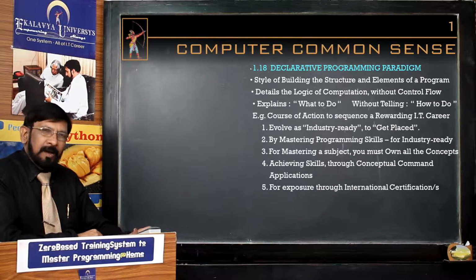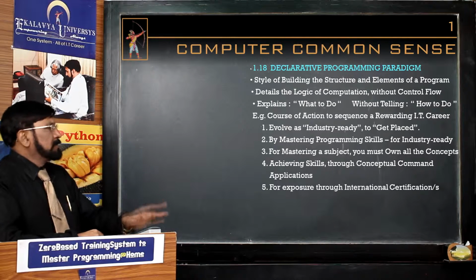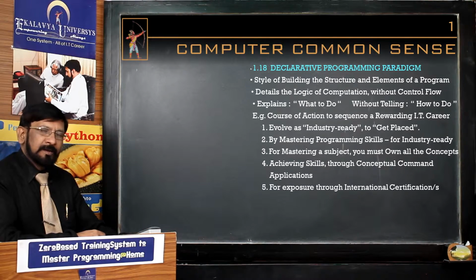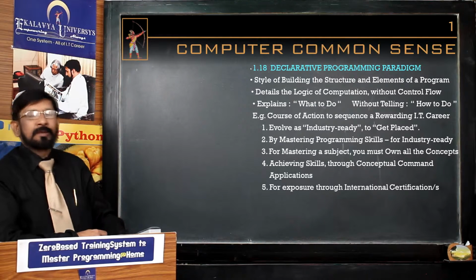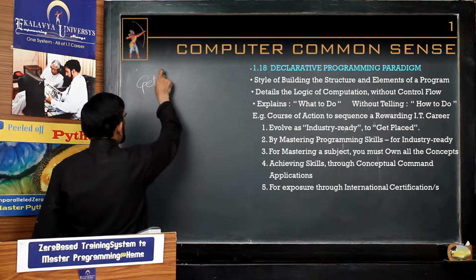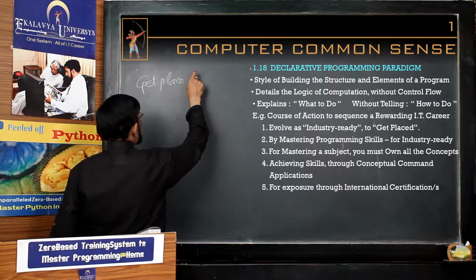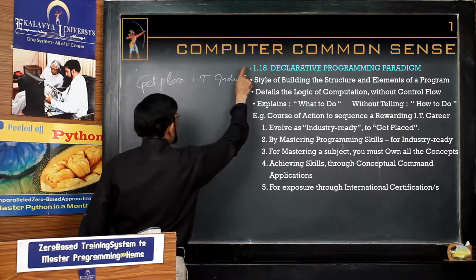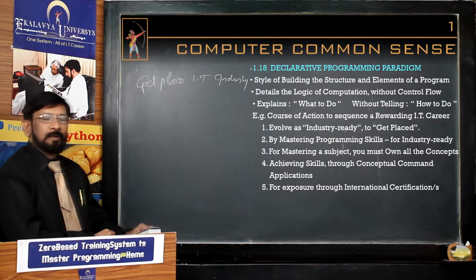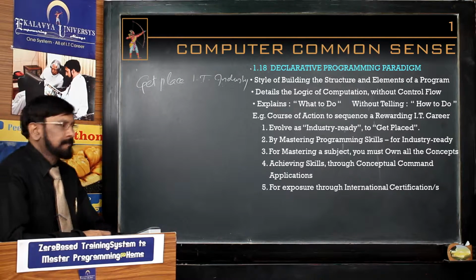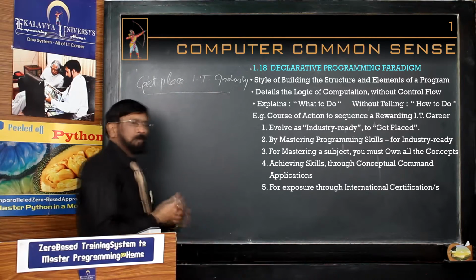In order to understand this, I will give you a simple example which is more relevant to you. You can easily understand it, and by that you can understand the spirit of the declarative paradigm. Actually, you have an ambition, that is to get placed in the IT industry. This is your task. Okay. Now you are ambitious to acquire a rewarding IT career. This is the task of your program.